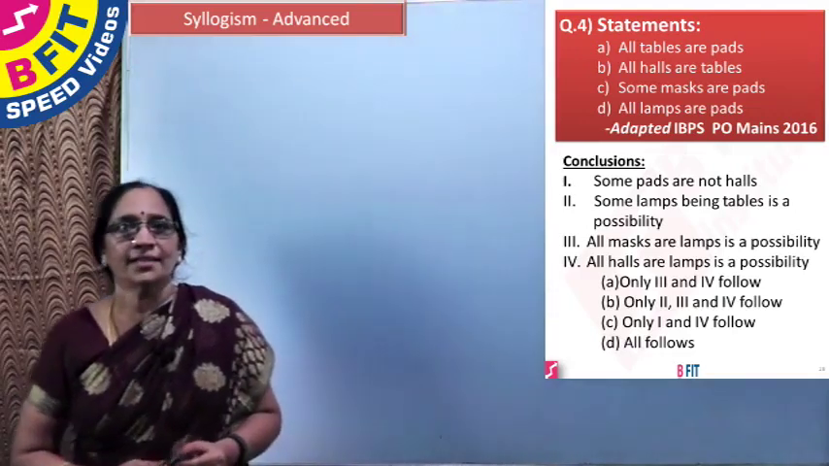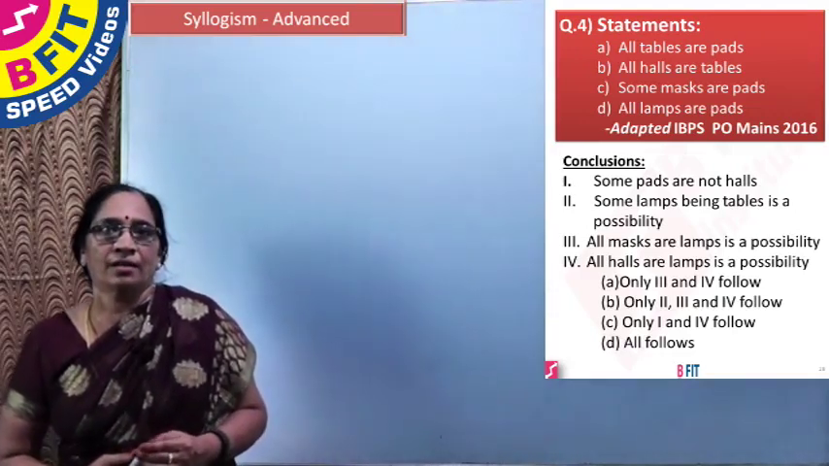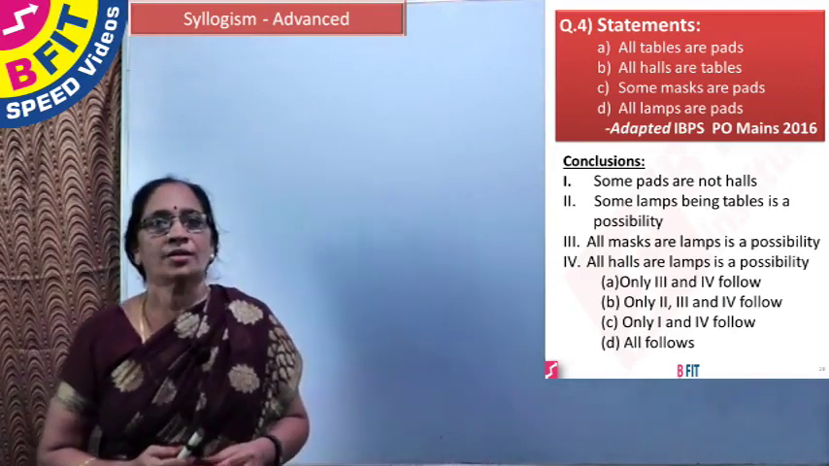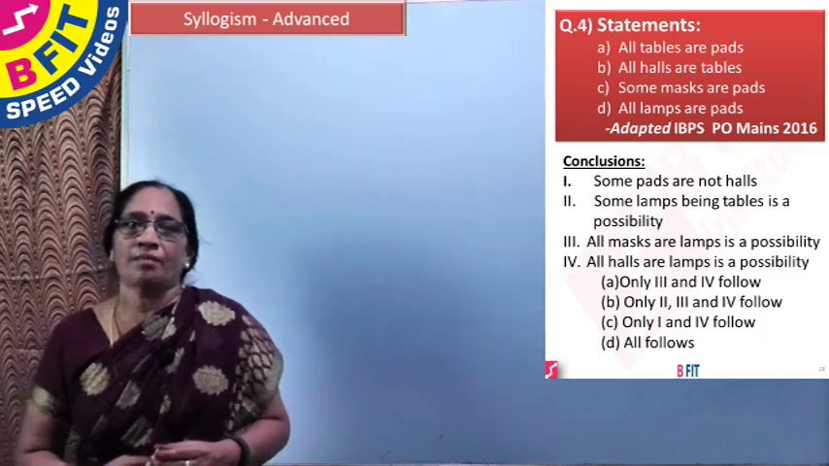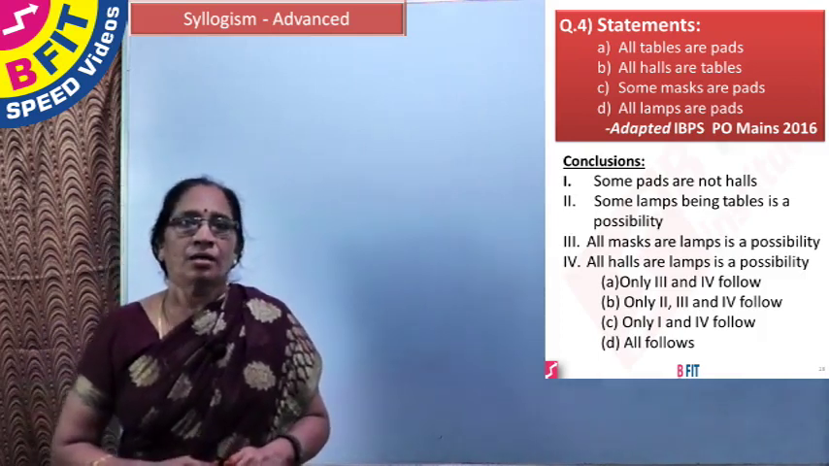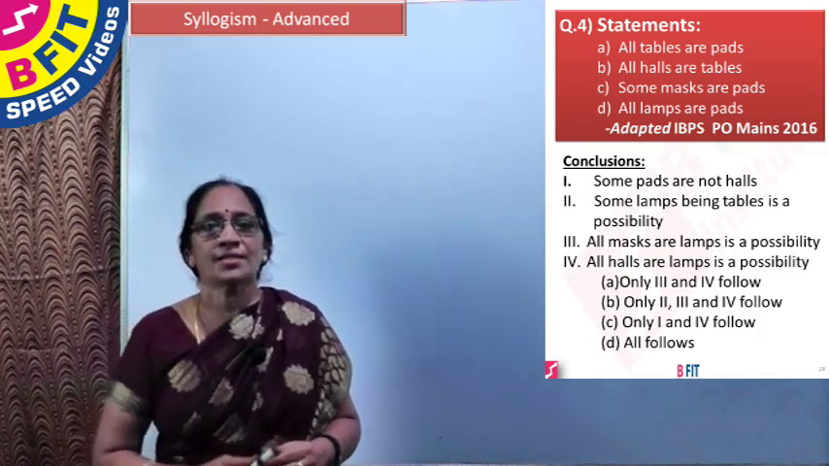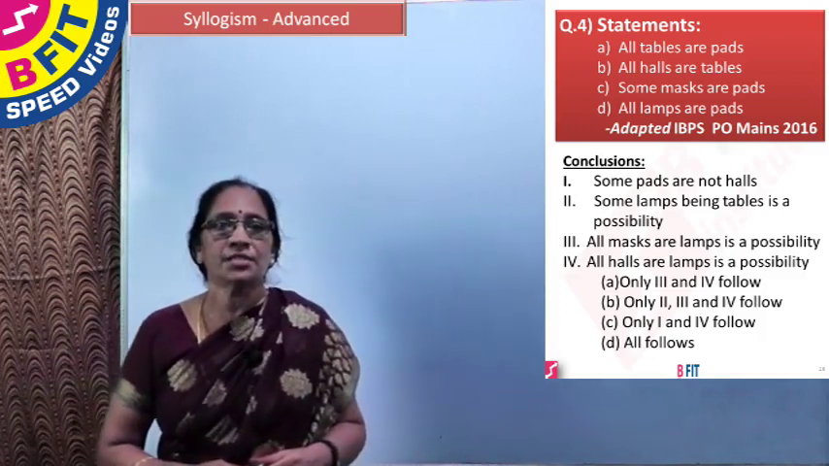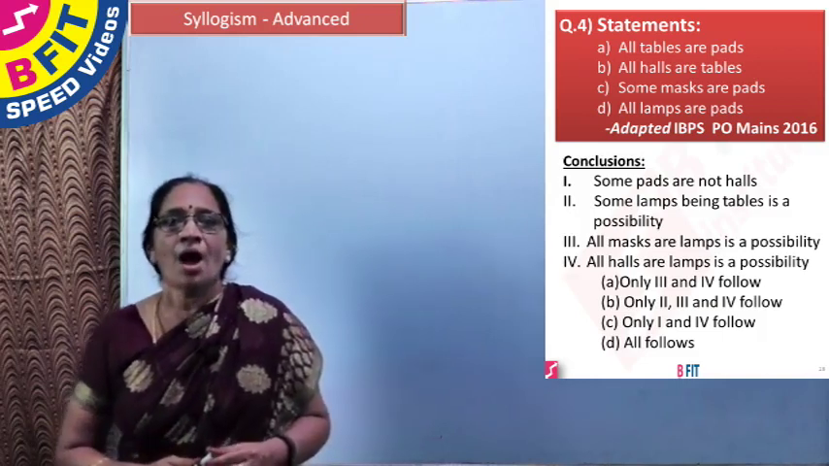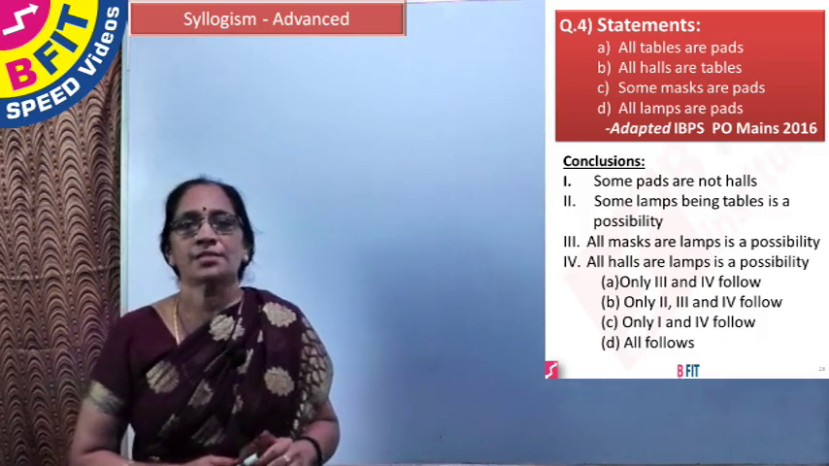Now, let us consider the next question. The statements read: all tables are pads, all halls are tables, some masks are pads, all lamps are pads. And the conclusions are: 1, some pads are not halls; 2, some lamps being tables is a possibility; 3, all masks being lamps is a possibility; and 4, all halls being lamps is a possibility.